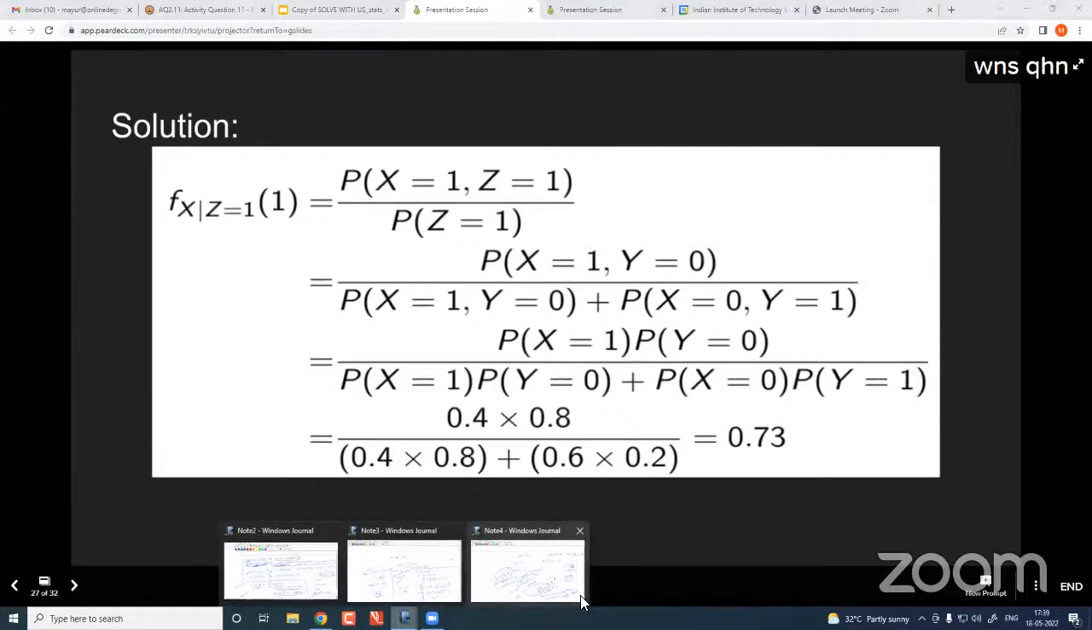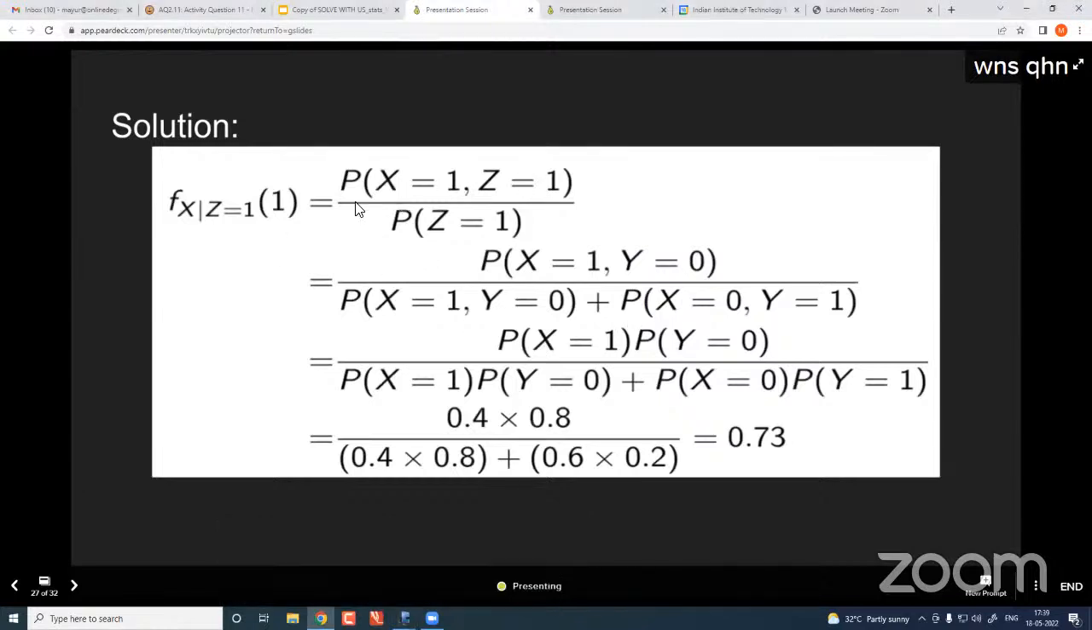Shall I write the solution, or will this be okay? Okay, right? We have to find the probability when x will be 1, given z equals 1. In the numerator it will be the joint probability, that is the probability that x equals 1 and z equals 1. And what is the denominator? Since it is a conditional probability, the denominator will be the probability that z equals 1, right? In the previous problem itself, we found the probability of z equals 1. That is when x equals 1 and y equals 0, plus when x equals 0 and y equals 1.